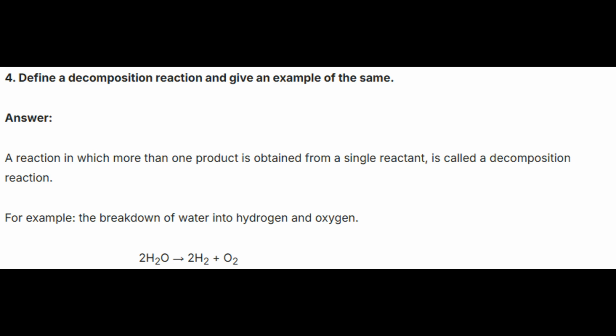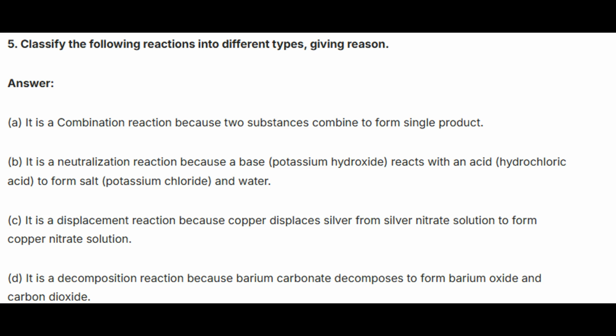Fourth, define a decomposition reaction and give an example for the same. Answer. A reaction in which more than one product is obtained from a single reactant is called a decomposition reaction. For example, the breakdown of water into hydrogen and oxygen. 2H2O gives 2H2 plus O2. Fifth, classify the following reactions into different types giving reason.